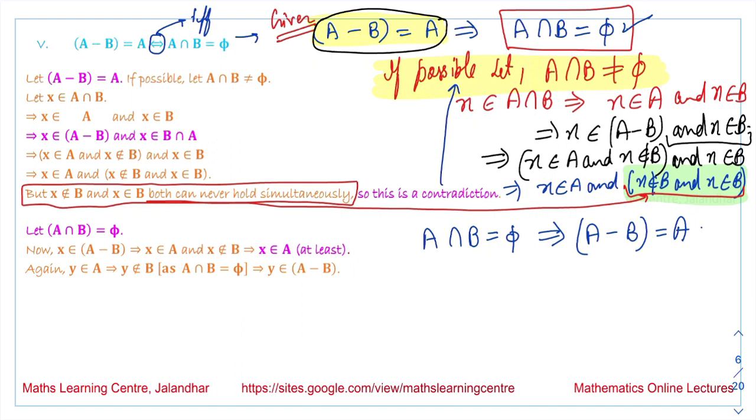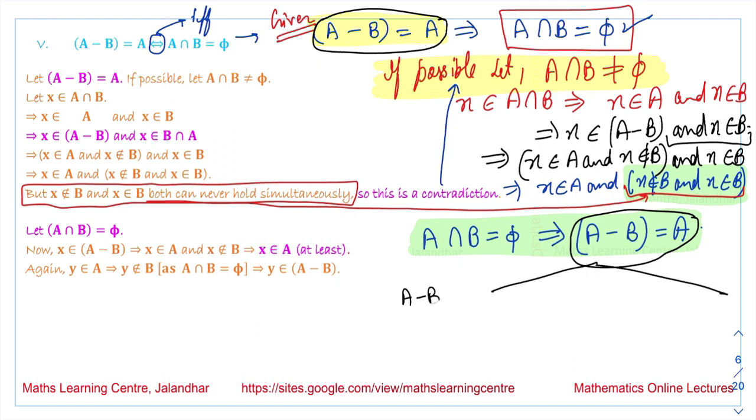Next we have to prove the second part. It is given to us that A intersection B is equal to phi, that is, A and B are disjoint sets. We have to prove that this implies that A minus B is equal to A. So we have to prove two things: that A minus B is a subset of A, and that A is a subset of A minus B.